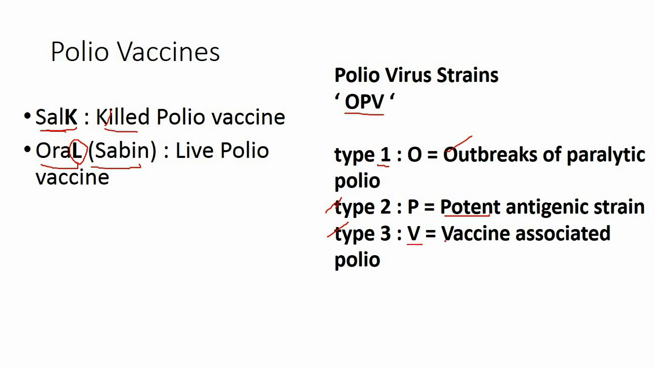OPV, which is most commonly associated with vaccine associated polio. So type 1, type 2 and type 3 OPV. O stands for more outbreaks, causing more outbreaks, which is type 1. Most potent is type 2, and the strain most causing vaccine associated polio is type 3.